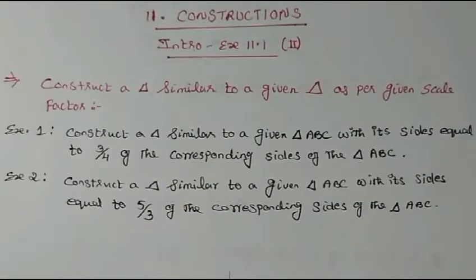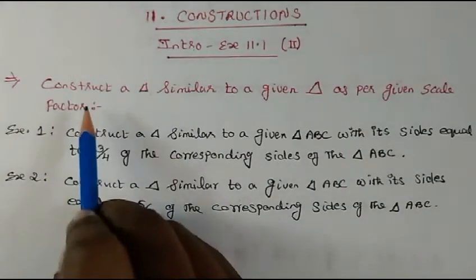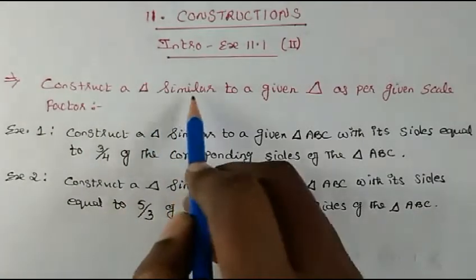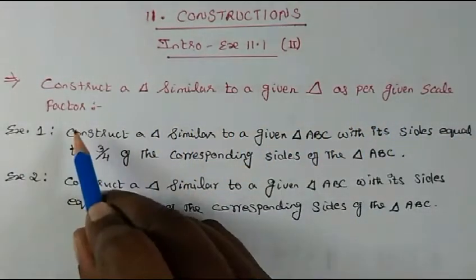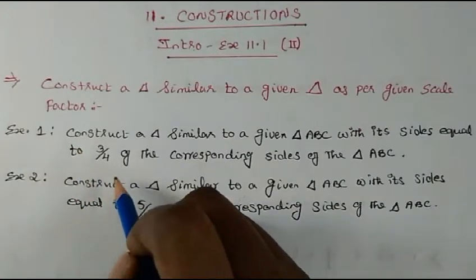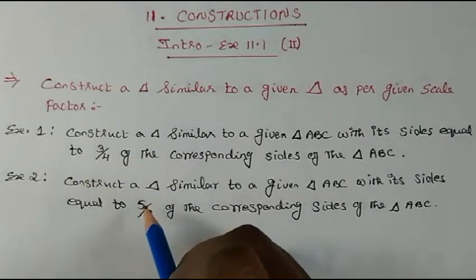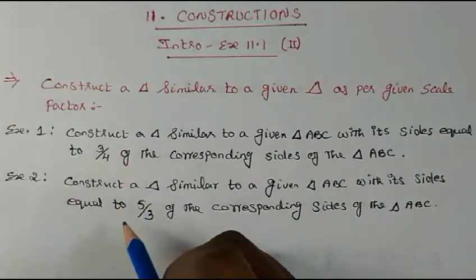Today we are going to study chapter 11 constructions, introduction for exercise 11.1, the second part of it. So here we are going to see how to construct a triangle similar to a given triangle as per the given scale factor. So I have taken two questions, example 1 and example 2.